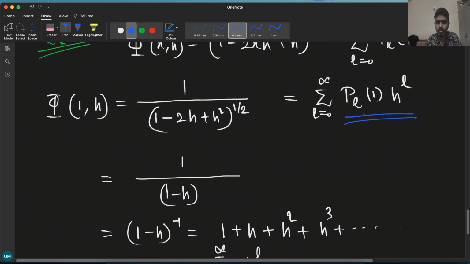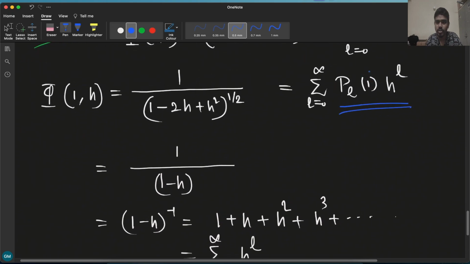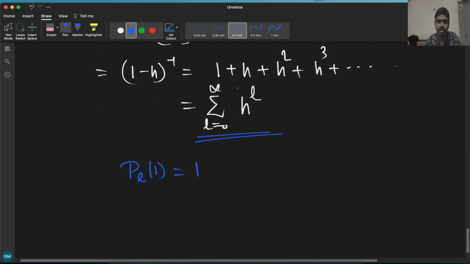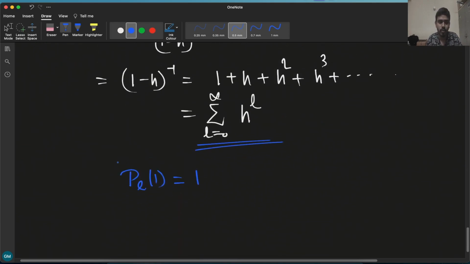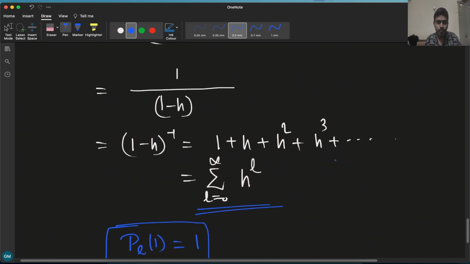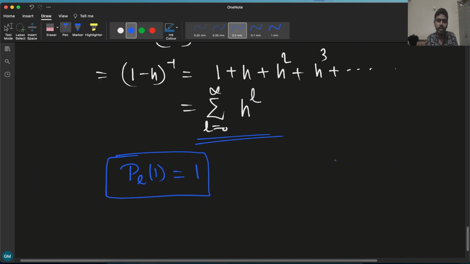So here h to the power L has a coefficient of PL(1), and here h to the power L has a coefficient of 1, so then PL(1) should be 1. Okay, so this proof is very straightforward.